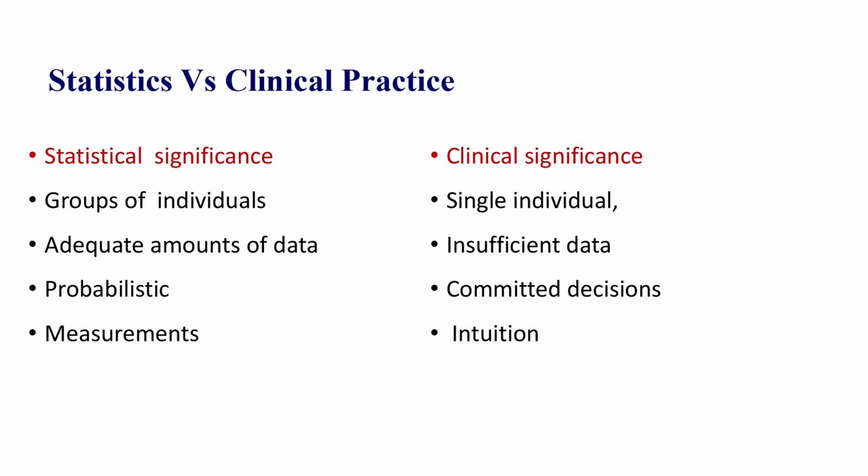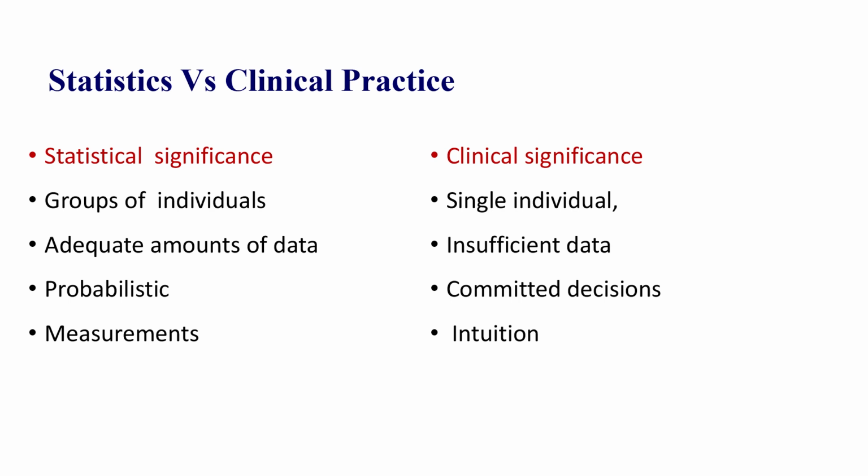And why is it so? Because statistical significance is based on a group of individuals, whereas clinical significance matters for a single individual. In statistical significance, there is an adequate amount of data, but when you talk about clinical significance, this kind of huge data is not available. Statistical significance is probabilistic because it is based on the theory of probability, but clinical significance is related with committed decisions, what exactly you are going to give to your patient.